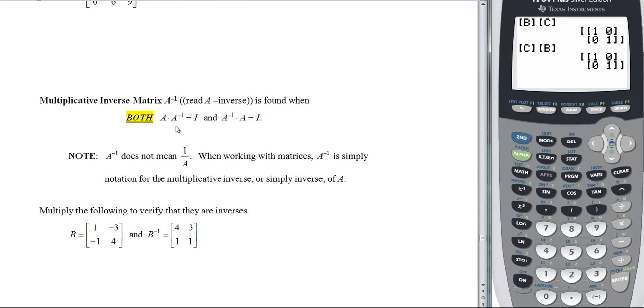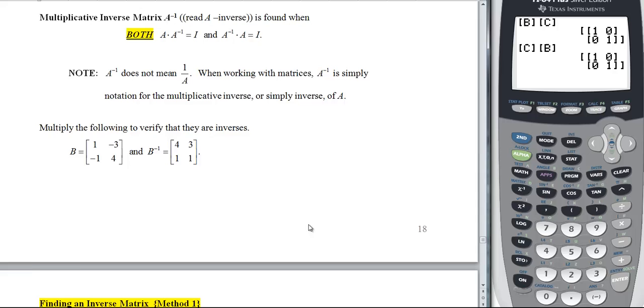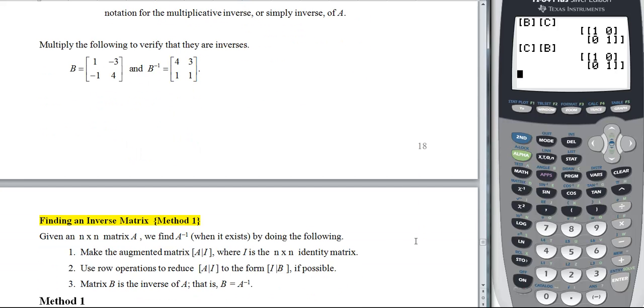In order for them to be inverses of one another, this has to be true: when you multiply the matrix times its inverse, it gives you the identity, and vice versa. It doesn't always work, so that's why you've got to do it both ways. Let's see. We're going to find an inverse. There are 2 methods. I'll let you choose which one you want to do.